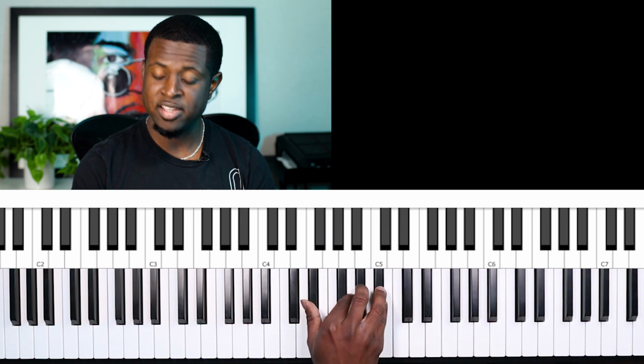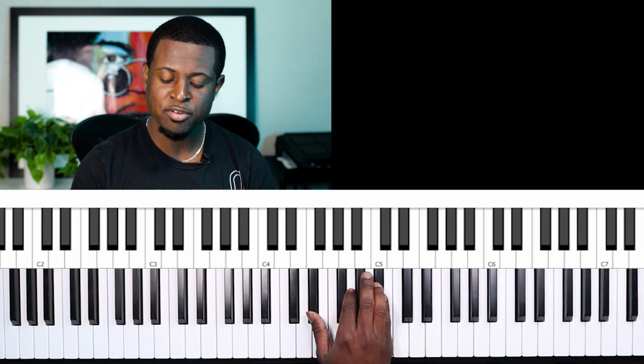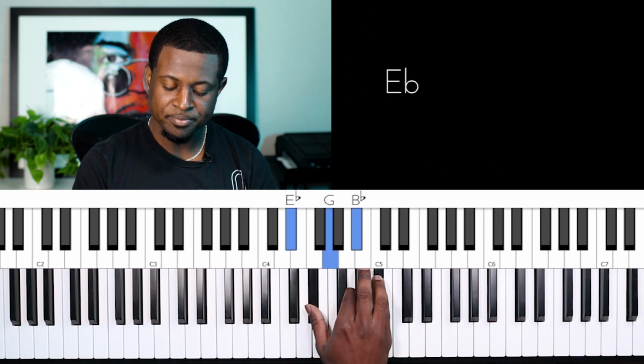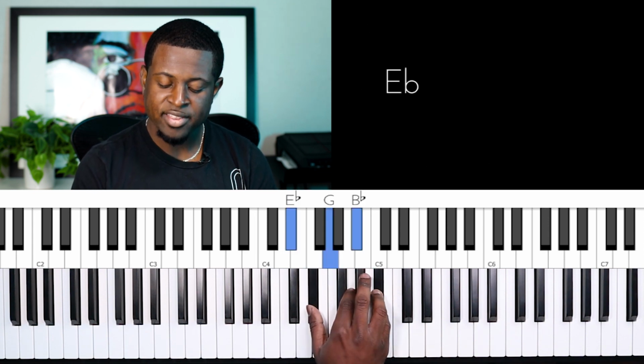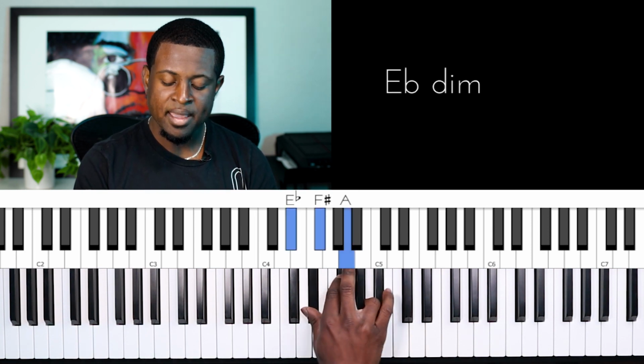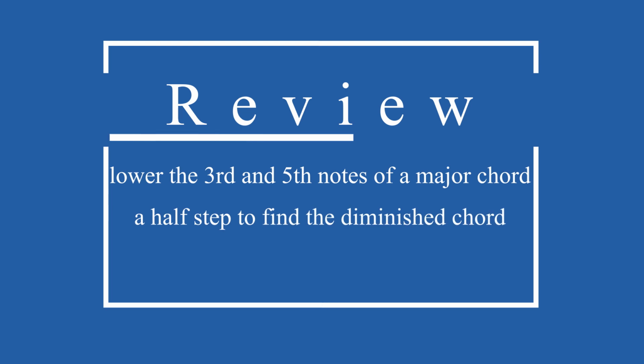Let's try to find that E flat diminished. All right? I already played it for you real quick, but how would we find it? We'll play the E flat major chord. We're going to flatten the third. We're going to flatten the fifth. And then that gives us the diminished chord that we're going to use for our minor chord, okay? All right, so here we go.